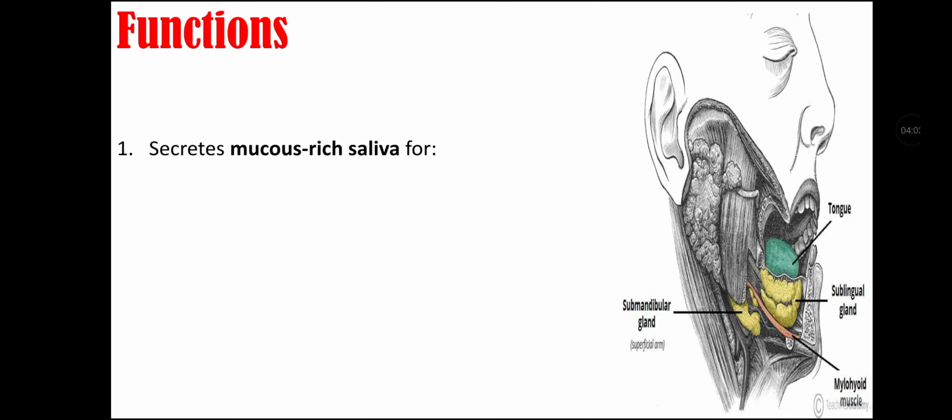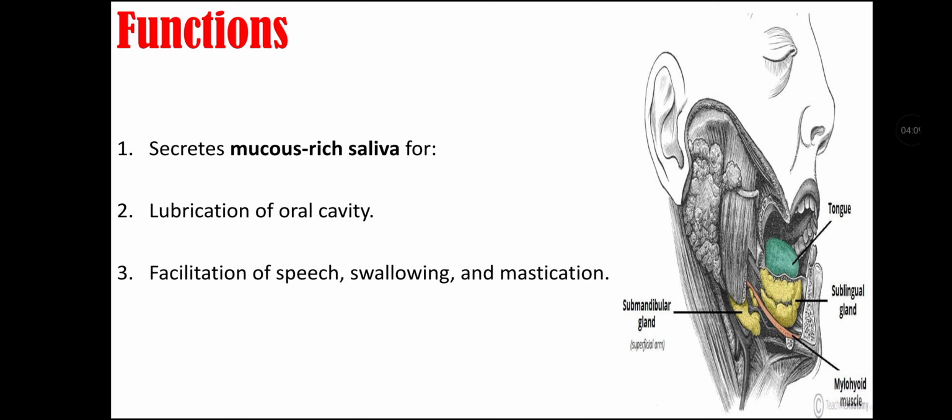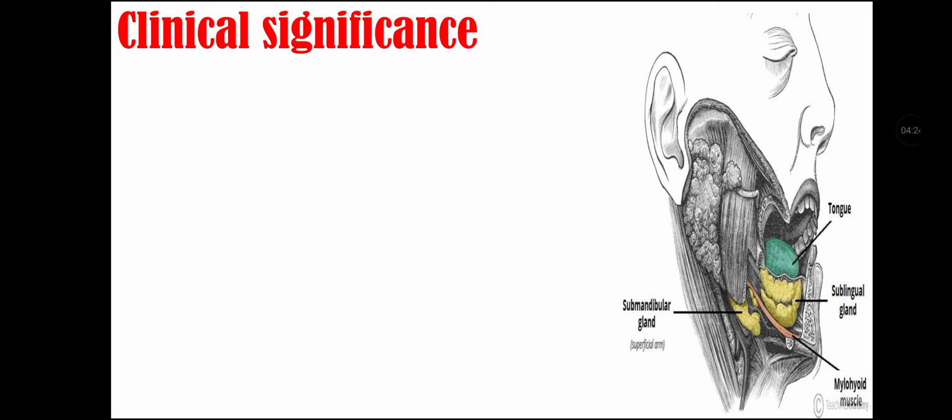Functions of sublingual gland. First, it secretes mucus-rich saliva for the lubrication of oral cavity and for the facilitation of speech, swallowing, and mastication. And this mucus saliva also helps in the maintenance of oral pH and the protection of teeth.